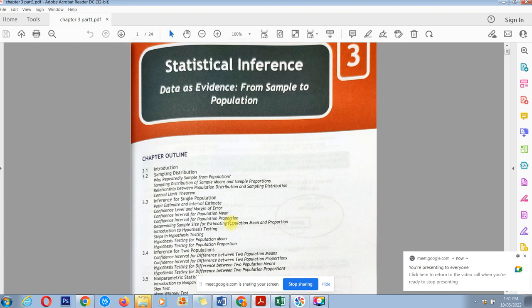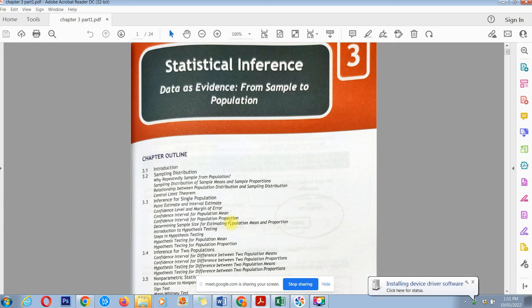Okay, interaction. So here we can see we will end until 3.3. We have hypothesis testing for the population mean and hypothesis testing for proportion. Okay. So what is the difference here? Mean refers to what? Proportion refers to what?